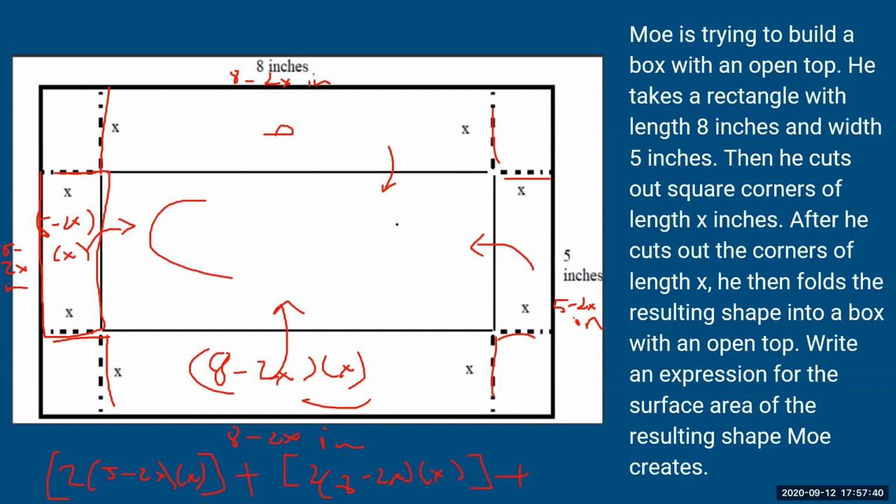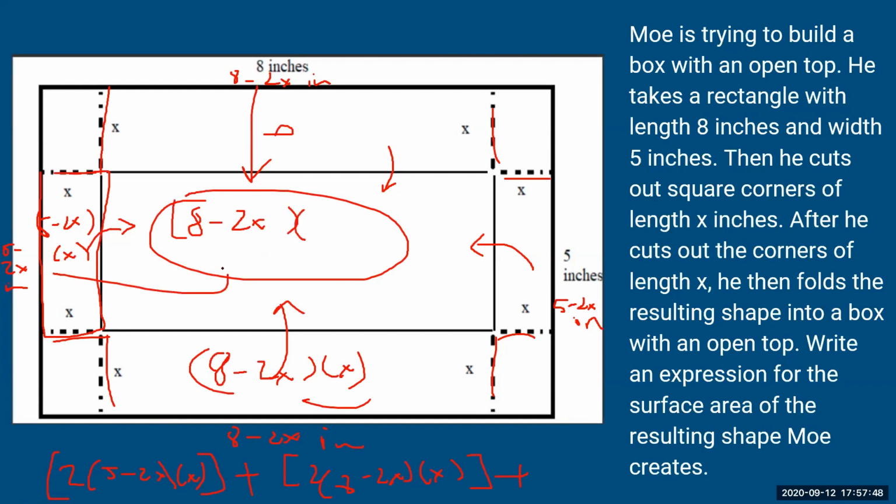Plus, there's only one of this base part. And this base part is 8 minus 2x from this top right here times 5 minus 2x from this segment here. So 8 minus 2x times 5 minus 2x. And that basically is your answer. You don't have to simplify that because you guys probably don't know how to do that. And plus, it's actually pretty hard to do. It takes a lot of writing.